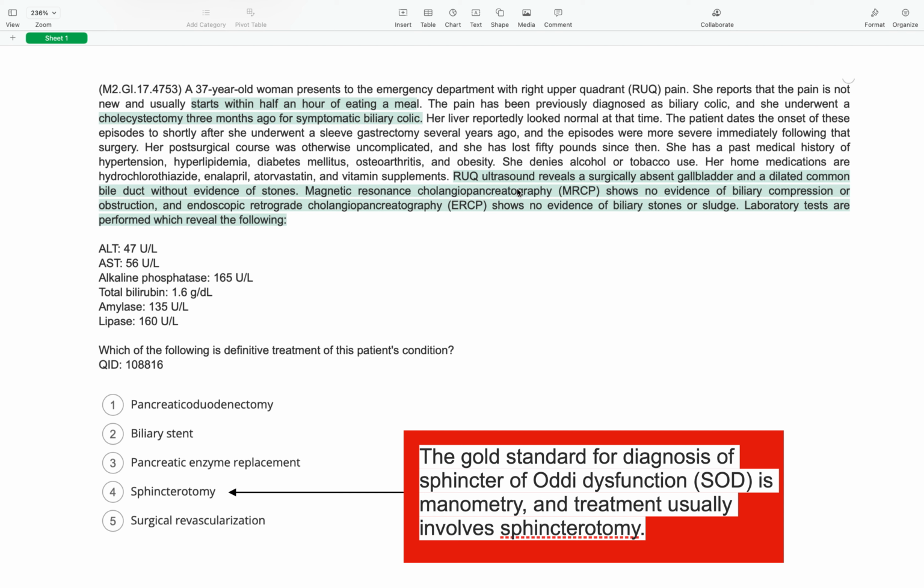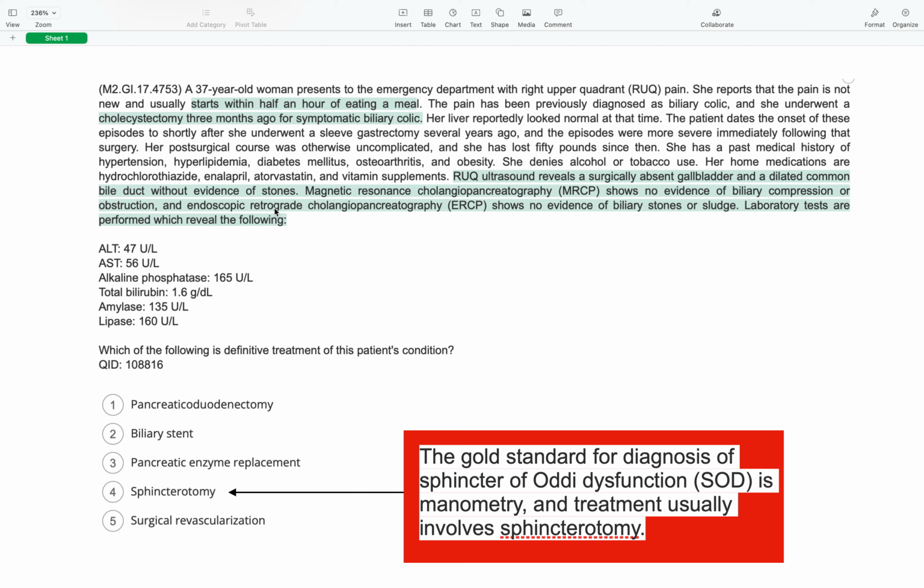Now she comes back to the hospital complaining of right upper quadrant pain, so she was evaluated. Ultrasound reveals a surgically absent gallbladder and a dilated common bile duct without evidence of stones.